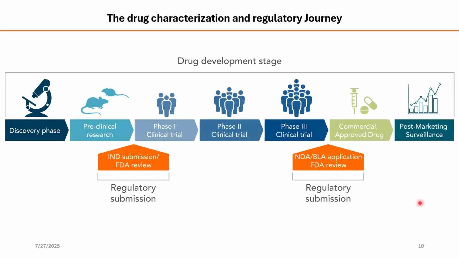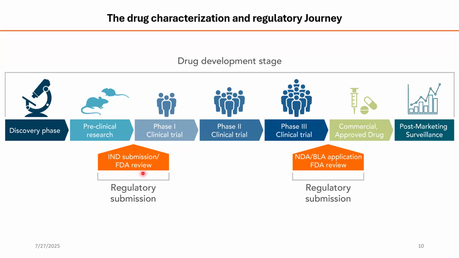So this is normally how a drug characterization and regulatory journey is formed. For a drug to go, it needs certain developmental stages. First is the discovery or research phase, followed by preclinical research. Preclinical research, as I said before, is where you use animal models to test the drug in the initial stage. Then you go for the IND submission, which is the investigational new drug submission, or an FDA review, which is the Food and Drug Administration review.